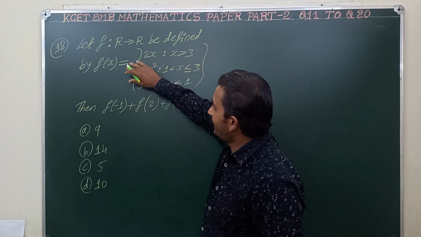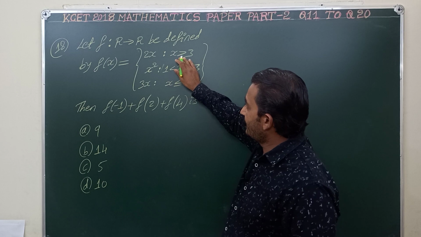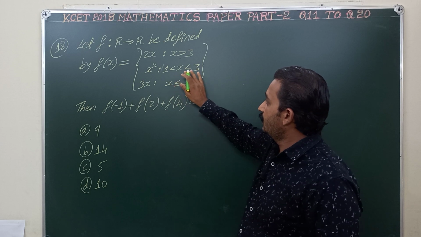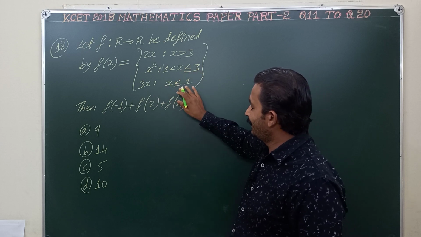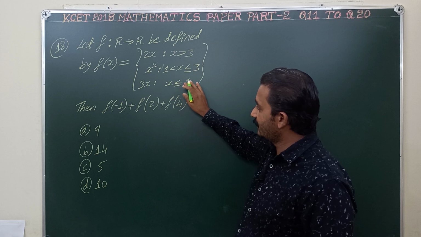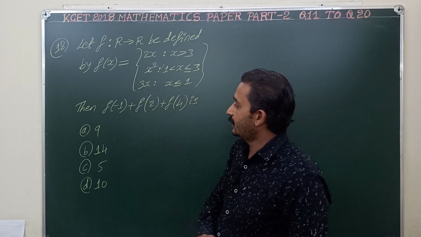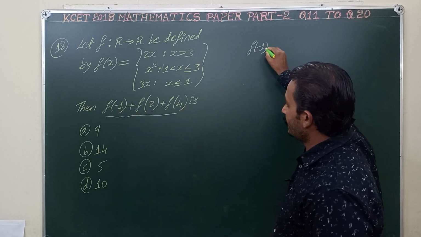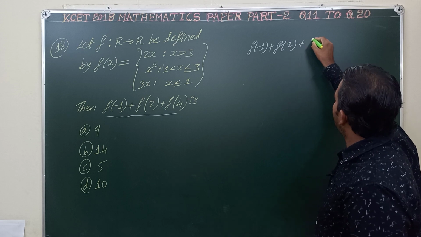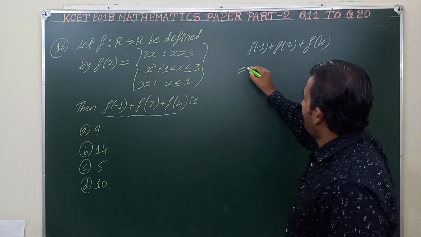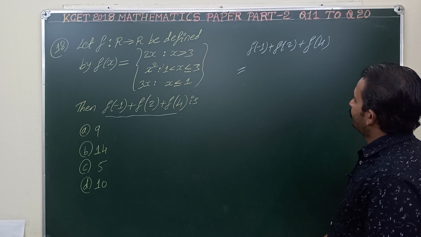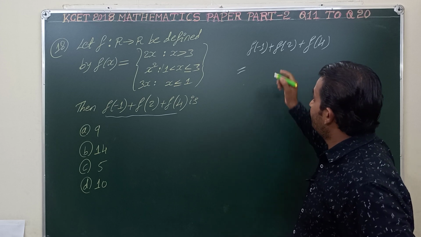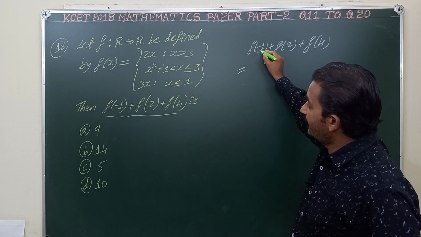So this is divided into 3 steps. If input value x is strictly greater than 3, we use f of x equal to 2x. In between 1 and 3, x square. And if x is less than or equal to 1, you can use 3x. So let us take this quantity f of minus 1 plus f of 2 plus f of 4. Identify the values of f of minus 1, f of 2 and f of 4, and then add, we get the required answer. So f of minus 1, here x value is minus 1.